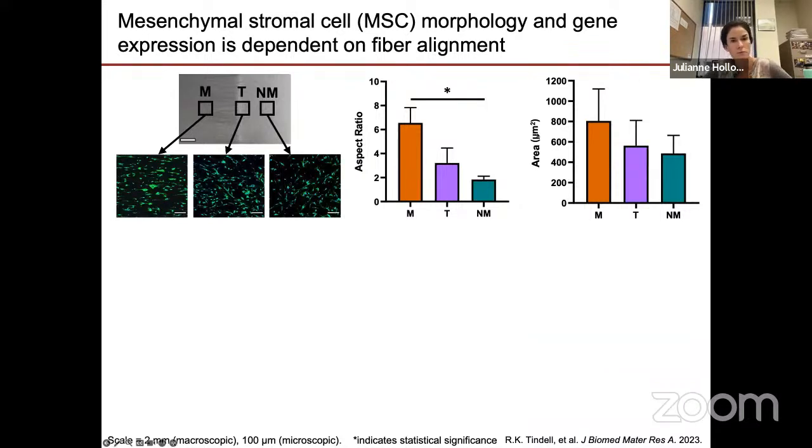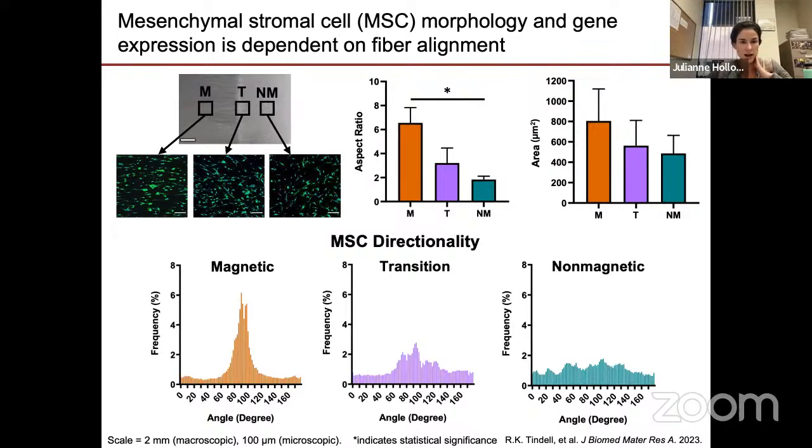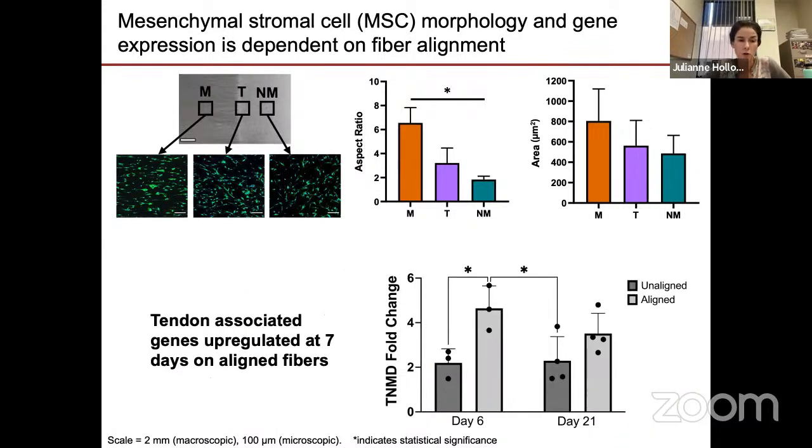And then we seeded mesenchymal stromal cells onto these scaffolds. And as you would expect, the cells were highly aligned in the direction of the fibers in the highly aligned fiber region. And they did not display any specific directionality on the non-magnetic, randomly aligned fibers. We were able to look at the cell directionality using the same technique that we used for looking at fiber directionality. And you can see here that it directly matches up with our fiber alignment. Interestingly, fiber alignment alone is sufficient to drive stem cell differentiation towards tenogenesis. And so we see tendon-associated genes are upregulated at 7 days on these aligned fibers.